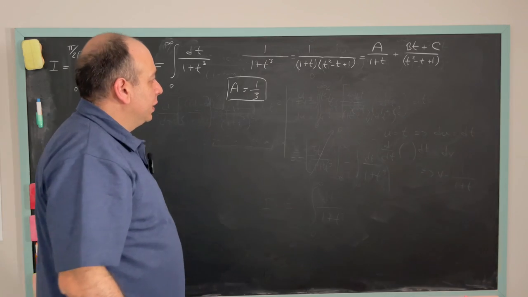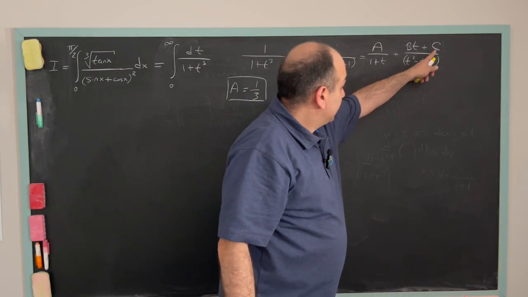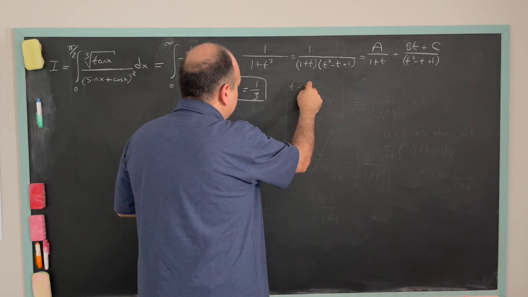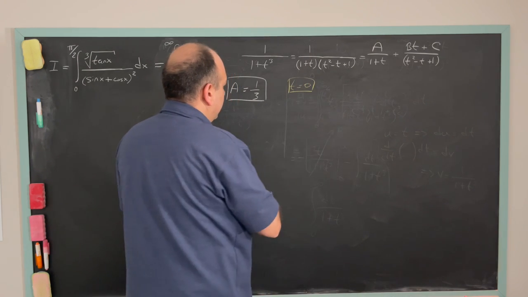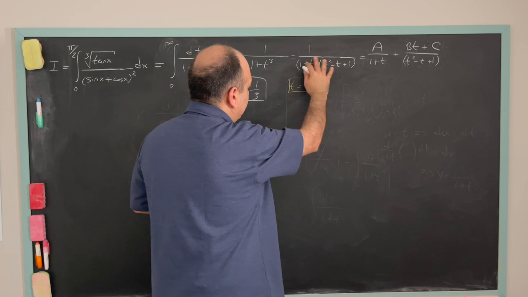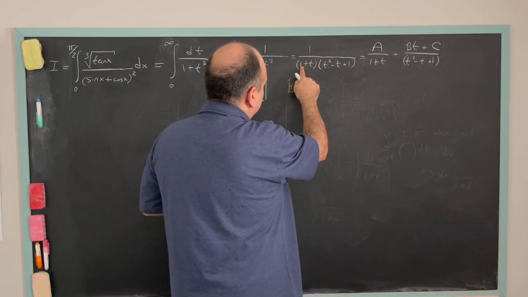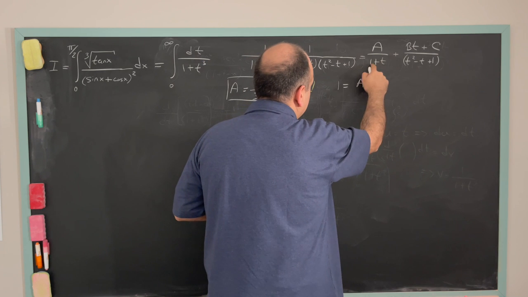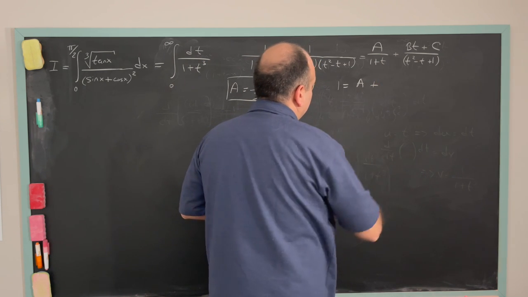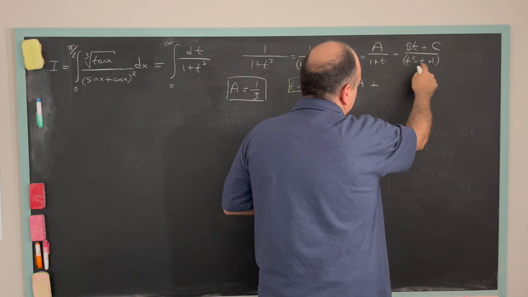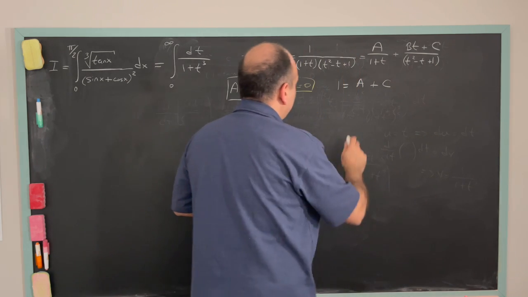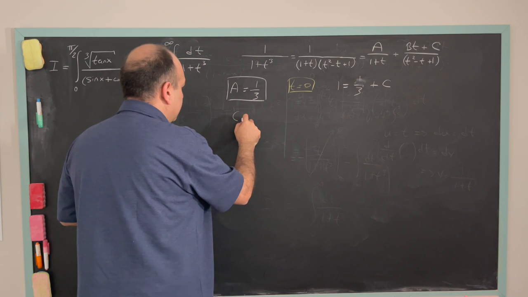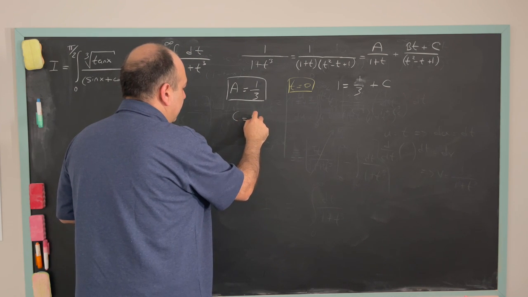So the next step is to find c maybe. So let's say when t is equal to 0, what do we have on the left-hand side? We have 1 over 1, this is 1. So 1 must be equal to a over 1 plus, t is 0 here, so it's just c. a is equal to 1/3, so this is 1/3. Then c turns out to be 1 minus 1/3, which is 2/3.